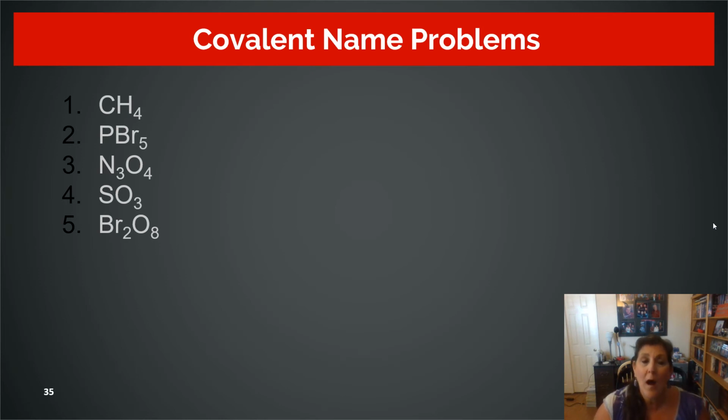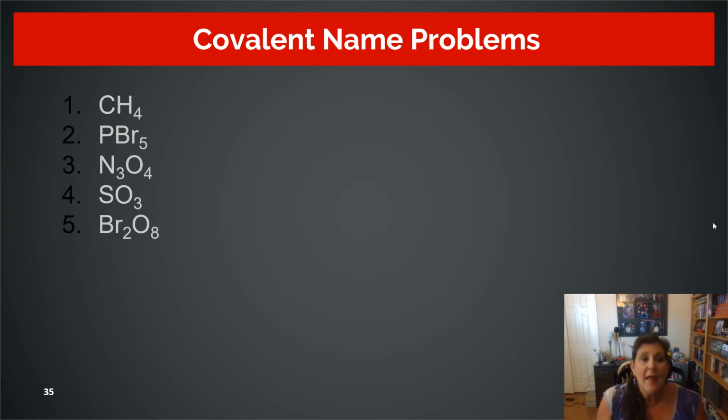All right, number 1 is CH4, carbon tetrahydride. Now, you may remember that it's natural gas and that it's called methane. So I would accept methane as well, unless I specifically ask for the official chemistry name. So carbon tetrahydride. Number 2, PBr5, phosphorus pentabromide. Hope you got that one.